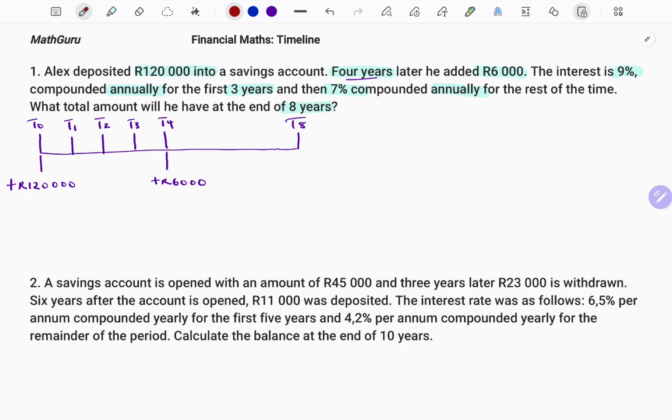But note that the interest changed. We have the interest is 9% for the first 3 years. So if I start from T0 to T3, the interest within this period is 9% compounded annually. So I'm going to say 9% annually. And then for the rest of the time, we have 7% compounded annually. So therefore, what I have from T3 to T8 will be 7% compounded annually.